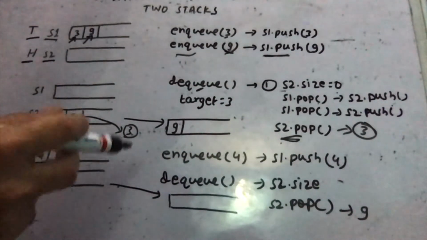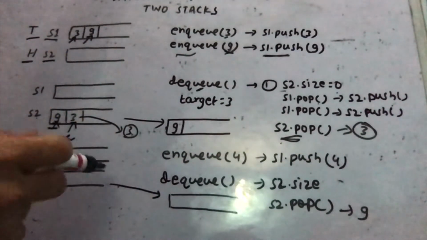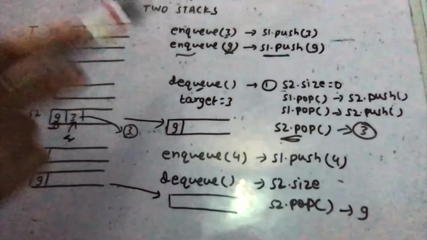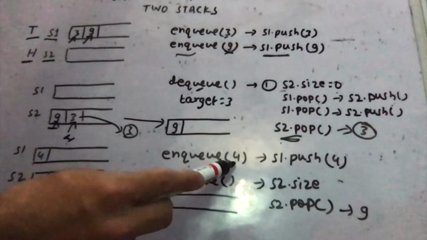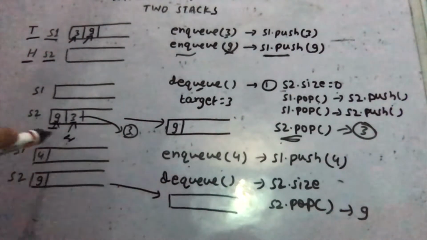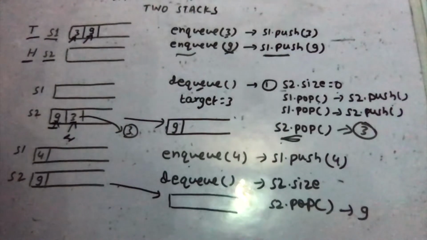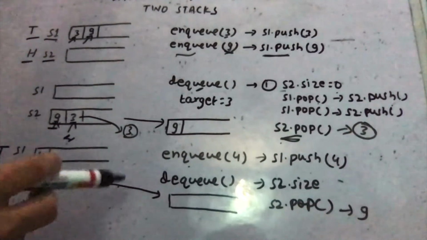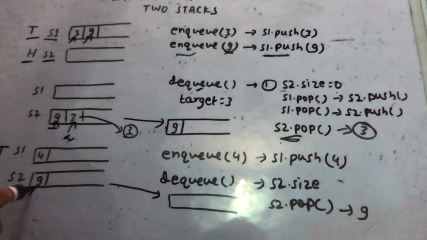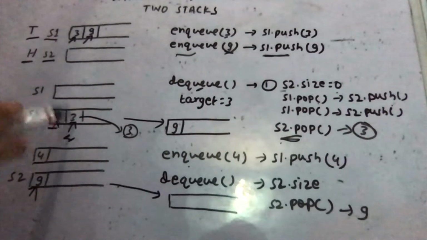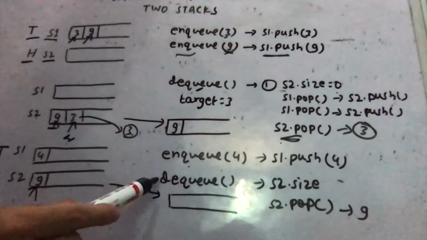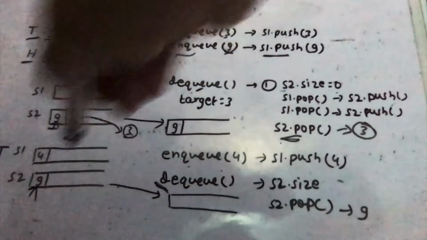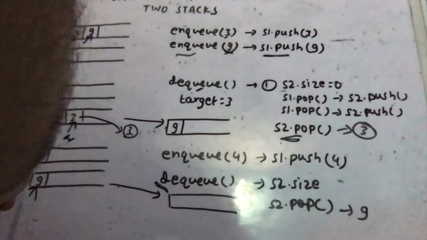Now let's discuss a third scenario where I again want to insert a new element, 4. So in this case I want 4 to be inserted into the queue. As S1 is working as the tail, I will insert that element into S1, and still I have one element left on S2, 9, because 3 is already popped. If the next operation I want to perform is dequeue, in that case if I check the size of stack 2, it's still 1.